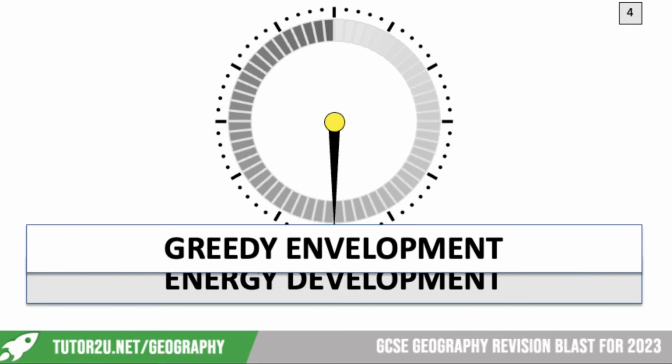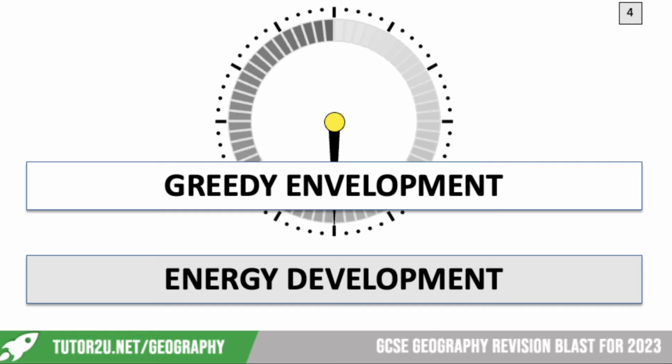Let's have a look. It is energy development. So energy production is another big employer in Alaska, particularly the oil industry, which we'll talk about in a minute. There are also more than 50 hydroelectric power plants supplying Alaskan communities with 1/5 of their electricity.